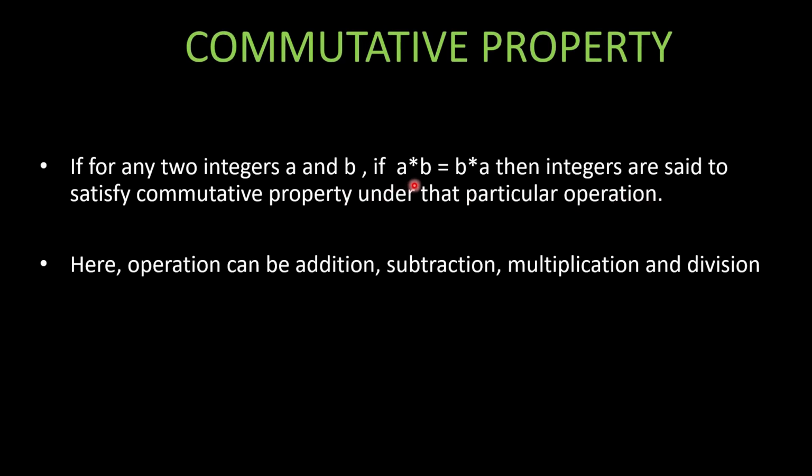That means a plus b should be equal to b plus a. Similarly, a minus b should be equal to b minus a. A multiplied by b should be equal to b multiplied by a. And a divided by b should be equal to b divided by a. Then only we can say the integers satisfy commutative property under that particular operation.